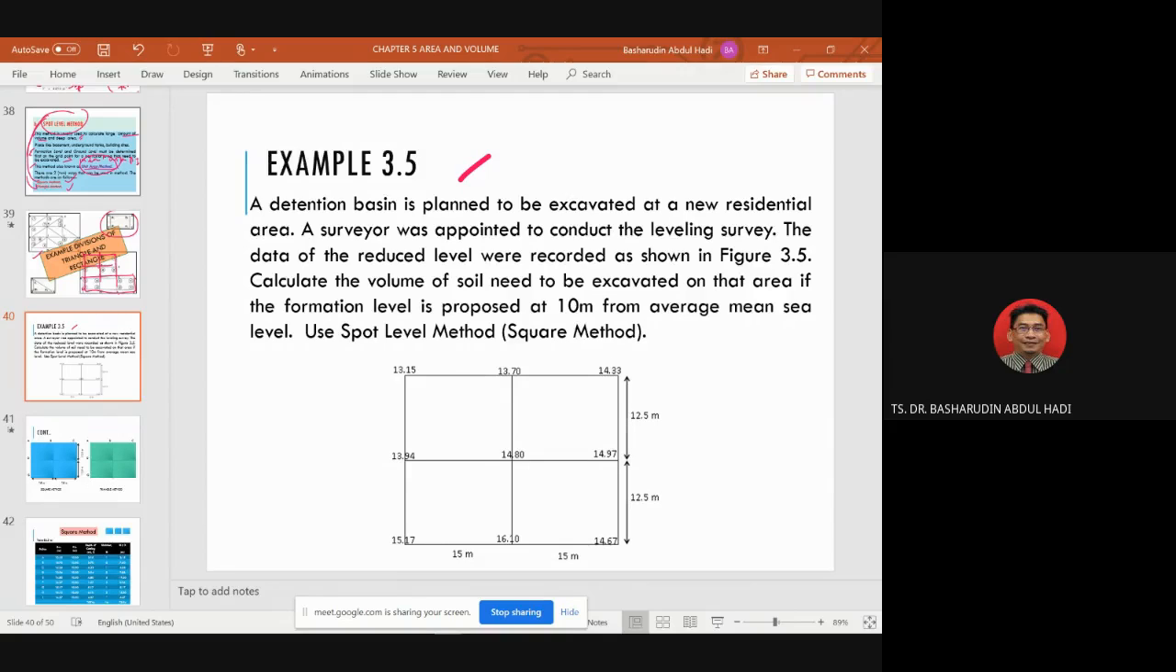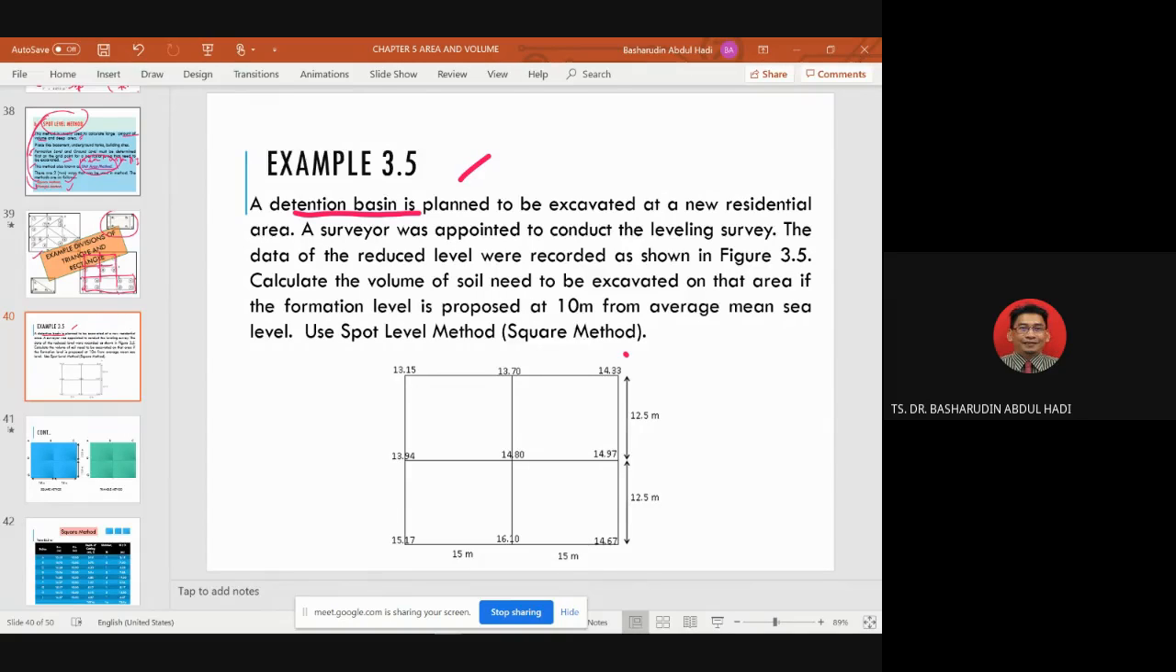There is our second detention basin to control the flash flood. It is planned to be executed at a new residential area. A surveyor was appointed to conduct the leveling survey. The data of the reduced level were recorded as shown in figure 3.5.